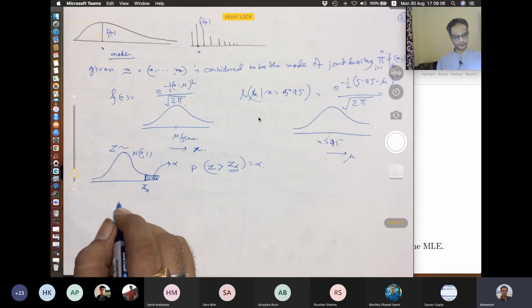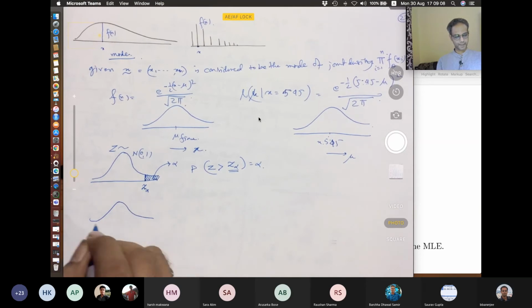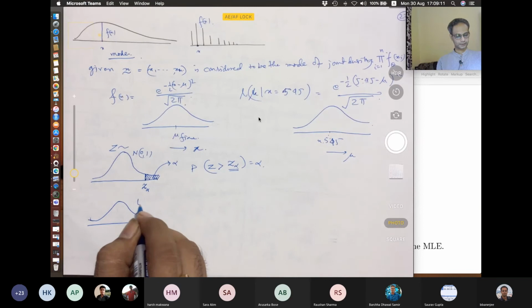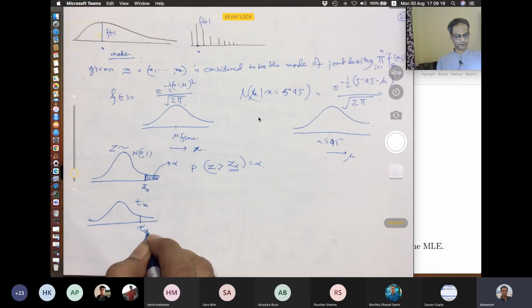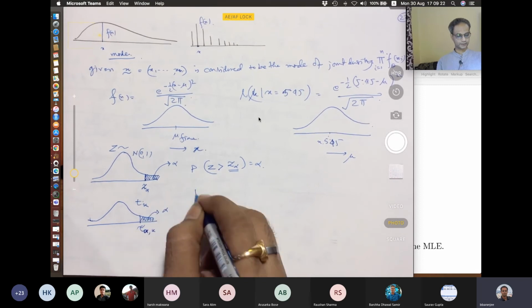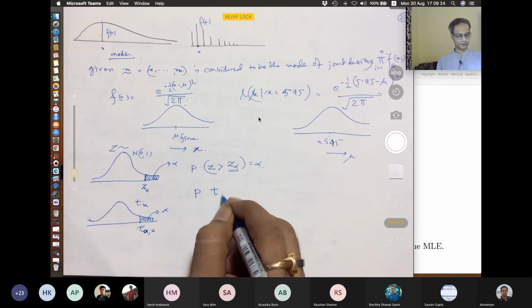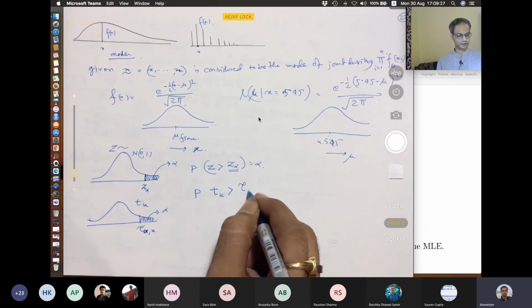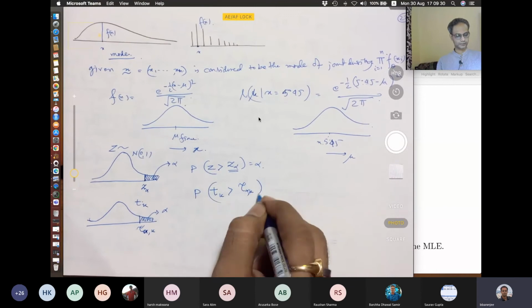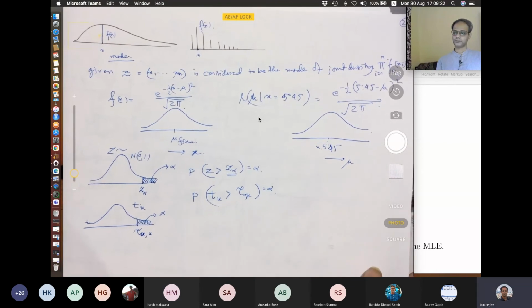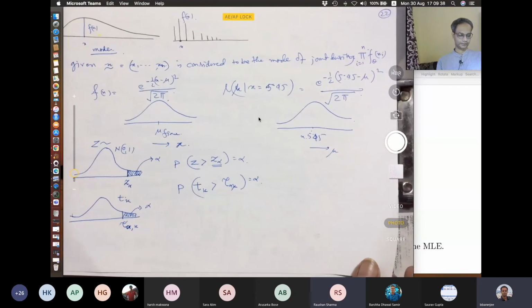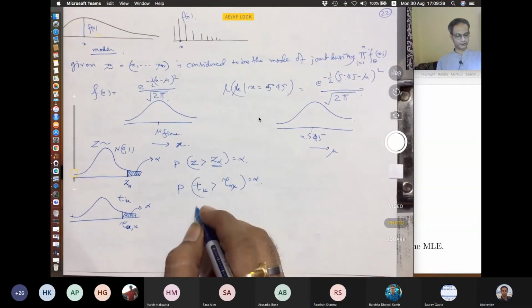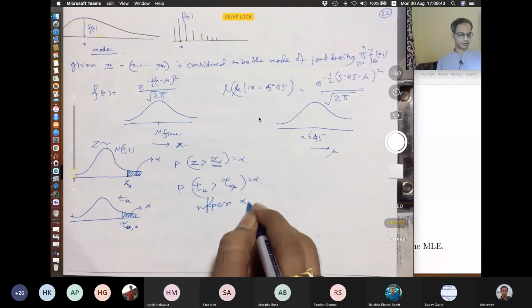Similarly, if it is a T distribution with k degrees of freedom, and it is tau alpha k, then this region is again alpha. Probability that Tk is greater than tau alpha k is alpha. Is it okay? Yes, sir. So usually this is the notation, and they are known as the upper alpha value.